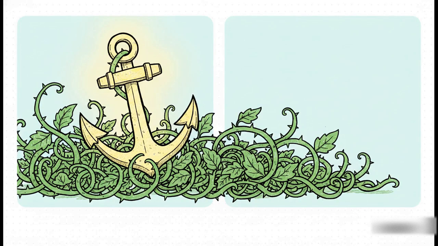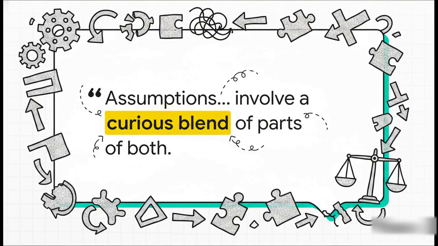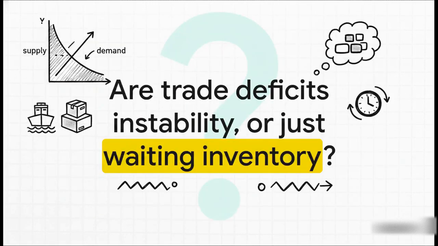That sprawling, older Metzler equation completely disguises the true, stabilizing role of supply. It falsely suggests that if demand is low, you actually need small supply elasticities for stability. Jones rightly dismissed these older methods as just a curious, heavily flawed blend of assumptions. So if market stability relies purely on supply and demand, are today's deficits instability or just waiting inventory?